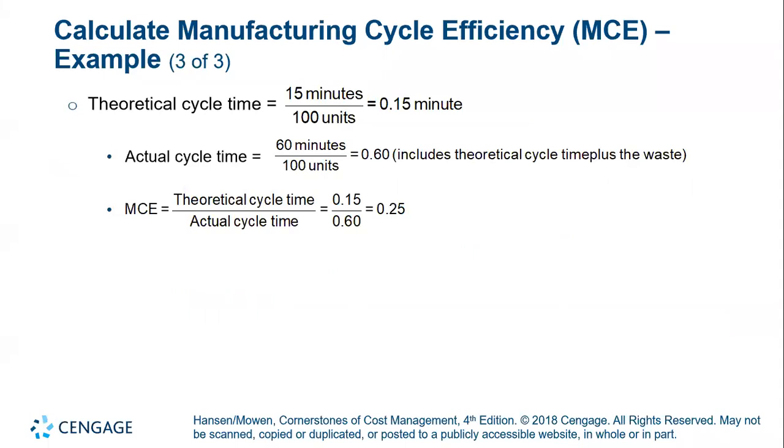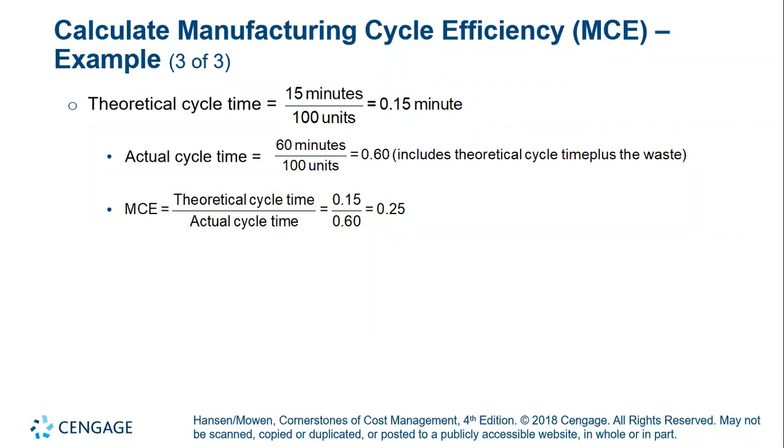Now we have the calculation of the MCE using theoretical cycle time, which is 15 minutes divided by 100 units. So we now have 0.15 minute per unit. The actual cycle time is 60 minutes divided by 100 units, that gives 0.6, which includes the theoretical cycle time plus the waste.